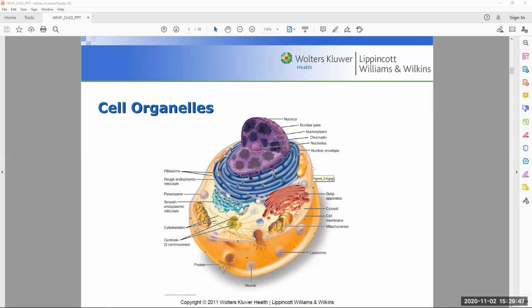Peroxisomes, they do contain peroxide, and they are important for the oxidative digestive processes that occur within the cell. And I think I have addressed the vesicles, these could be used for storage, of course, within the cell.